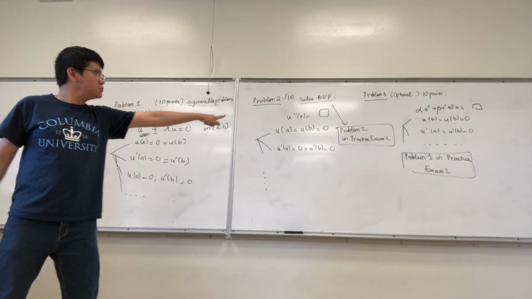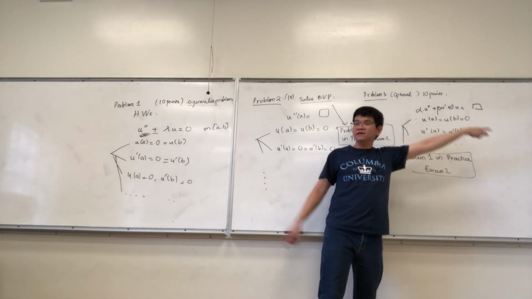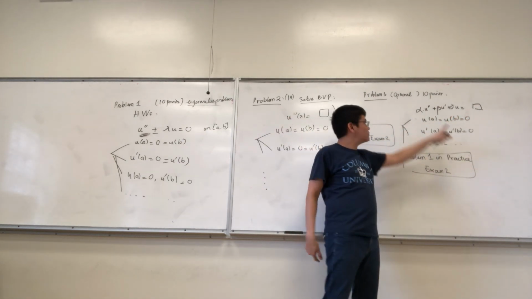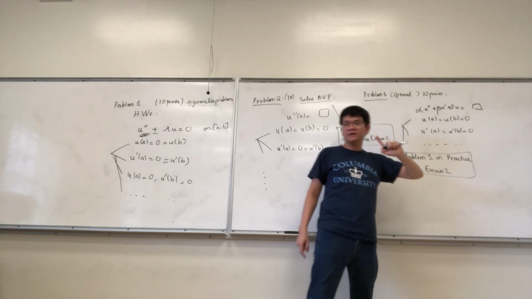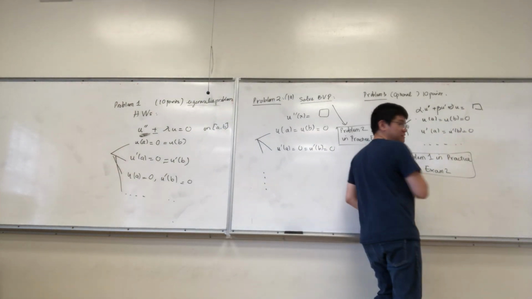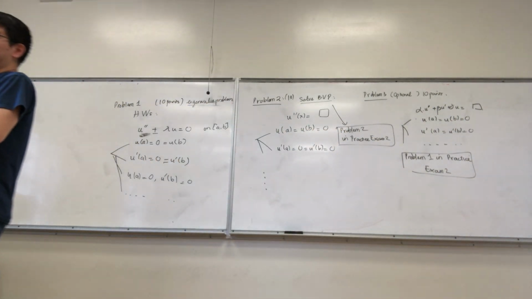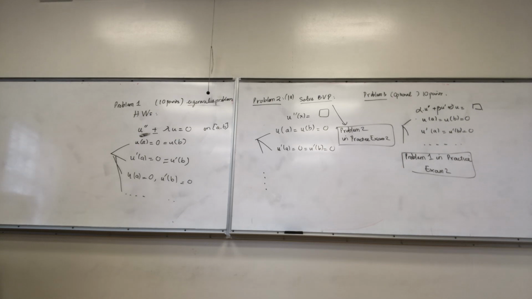This is harder because you're gonna have all of the derivatives. Here you have only u second. Here you have u second, u prime, u. All right. So this is harder, but I gave you one hint, which is problem 1 in practice exam 2. If you solve this, you will be able to solve the optional problem in the test.